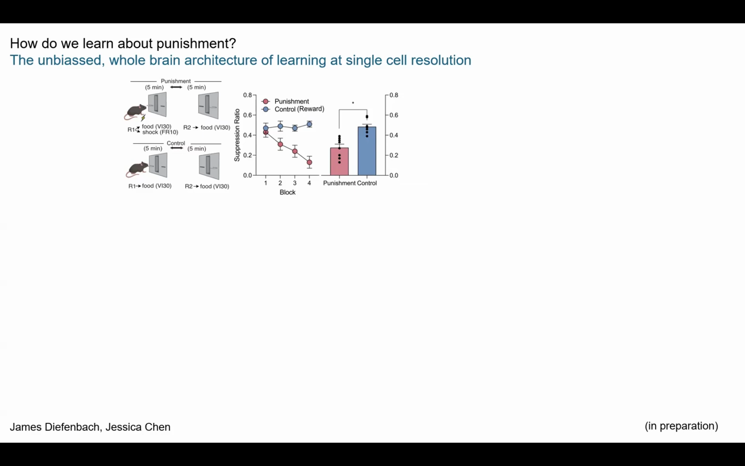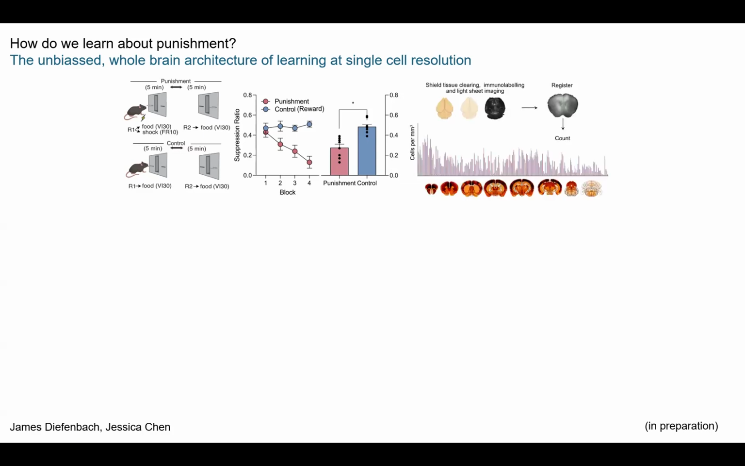Then we take their brains out, and instead of cutting them up, we clear them. So we improve the refractive index of the tissue so that we can actually image through the entire structure without having to section it. And before that, we clear the tissue, we perform whole brain immunohistochemistry to label for nuclear proteins that indicate that the cell was active during our session.